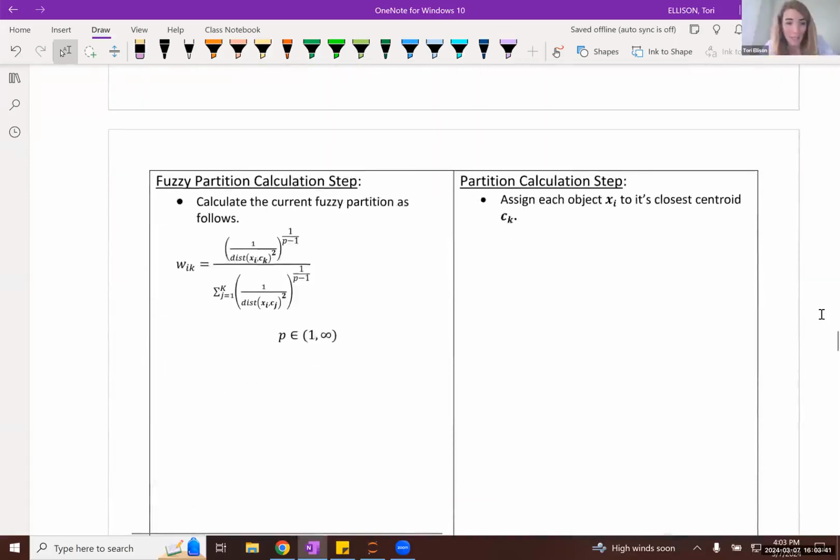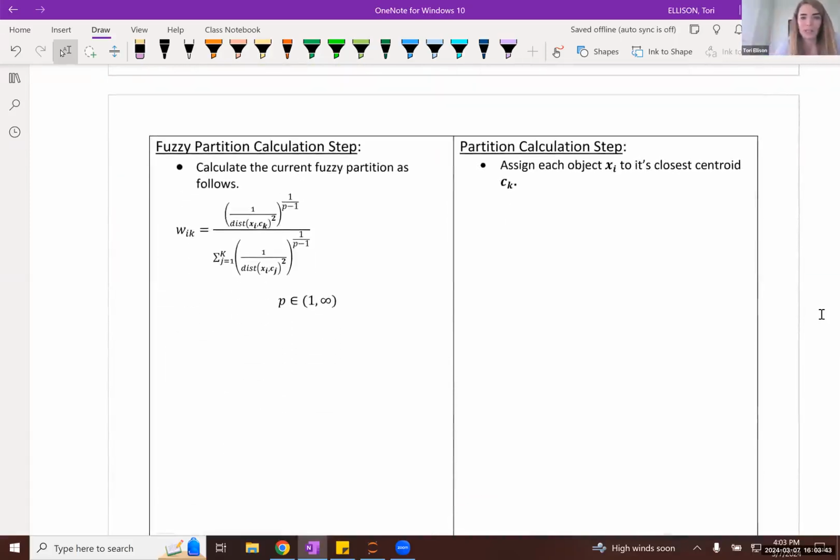All right. In addition, we also have our partition calculation step in k-means, in which we simply assign each observation to its closest centroid. And again, you want to make sure that you're using the squared Euclidean distance to measure closeness. Otherwise, this algorithm will not converge.